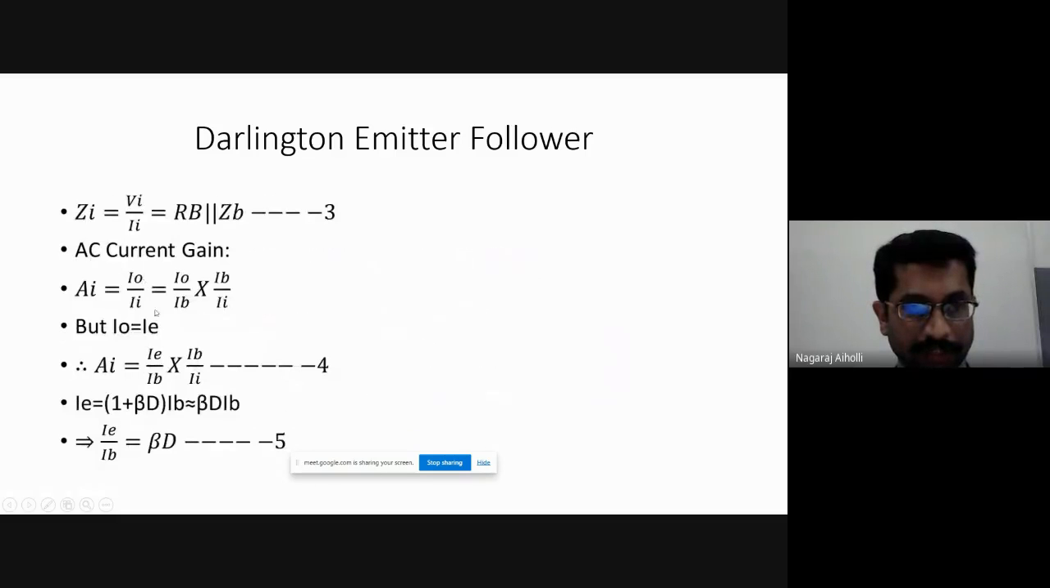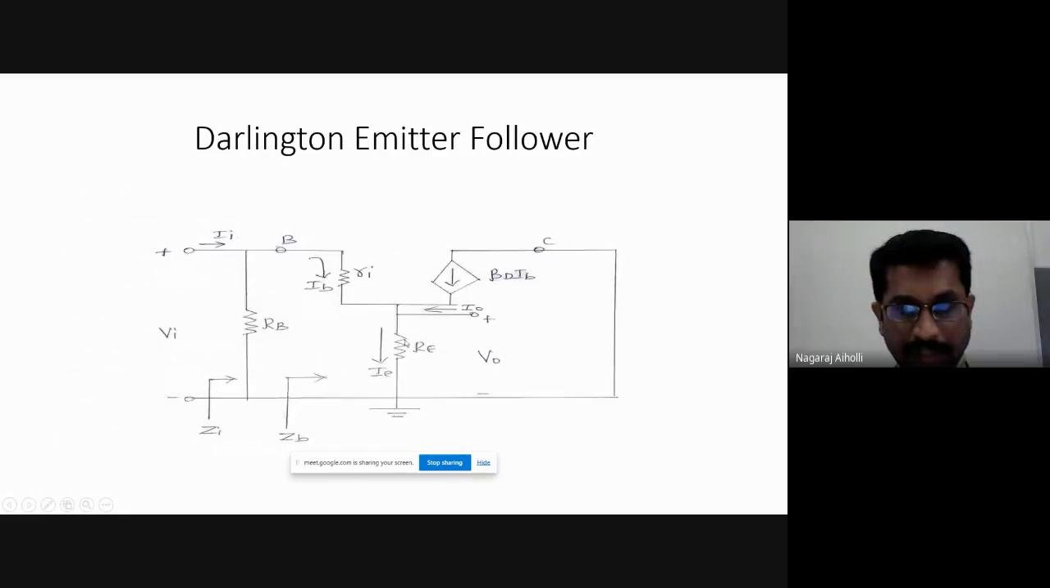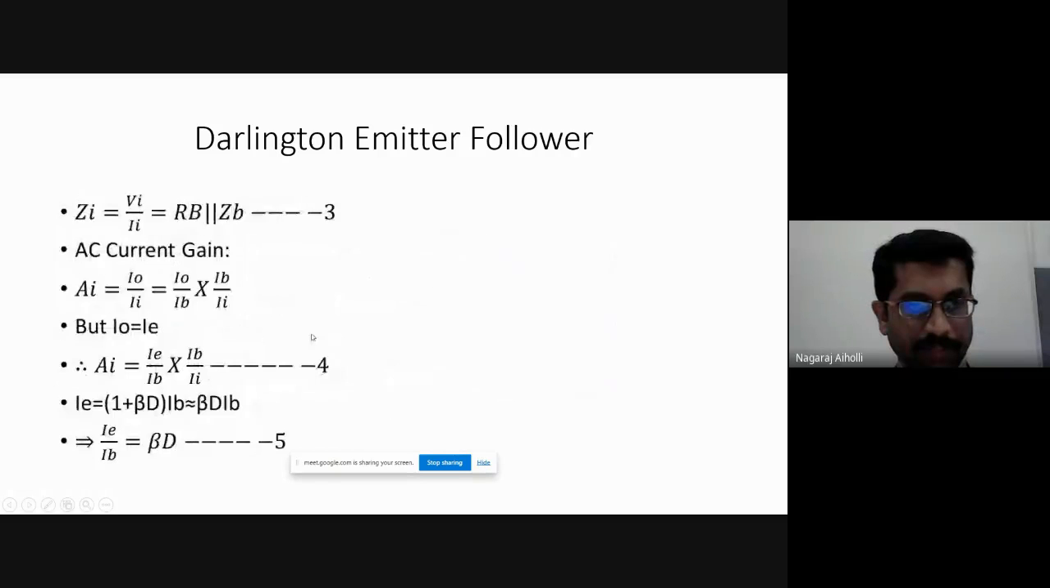AI is equal to I naught by II, that is I naught by IB into IB upon II. But we know that I naught equals IE. This current I naught is nothing but the current IE flowing through the RE resistance, because there is no resistance here. Correct? Because there is no resistance in this path. Then IB plus IC is IE. Therefore, I naught is equal to IE.